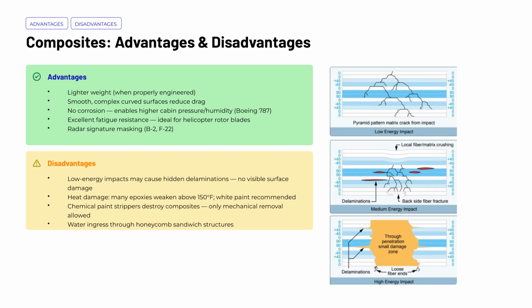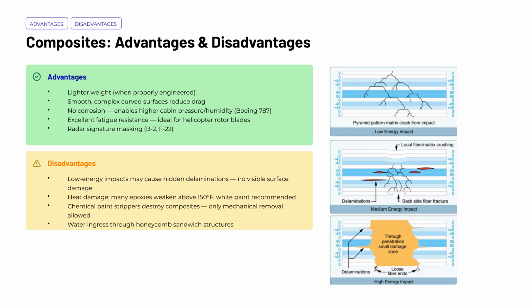However, composites come with some important disadvantages that maintenance personnel must understand. A low-energy impact, something as simple as a tool drop, can cause internal delaminations with absolutely no visible surface damage. This is a serious inspection challenge. Heat is also a concern, as many epoxy resins begin to weaken above 150 degrees Fahrenheit, which is why white paint is recommended to reflect solar heat.